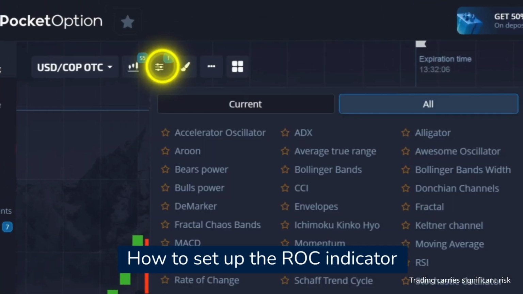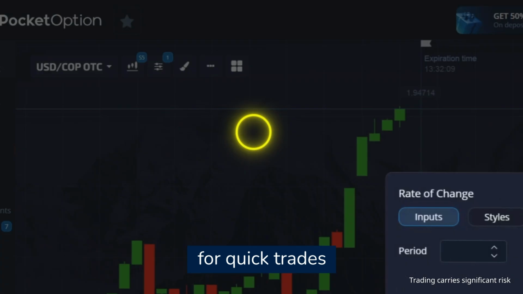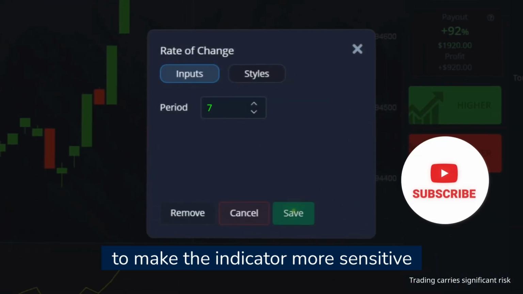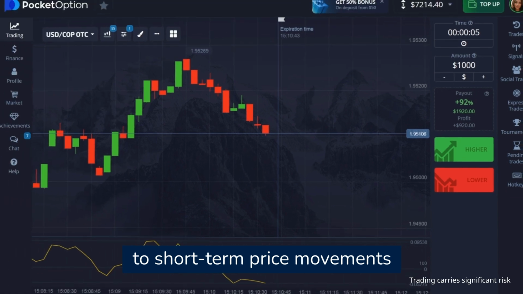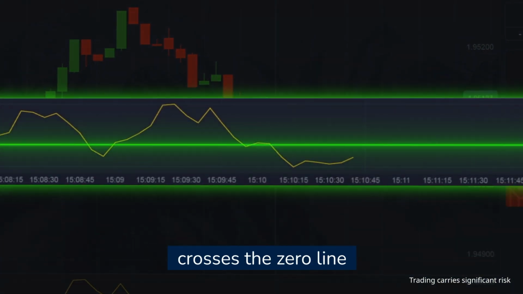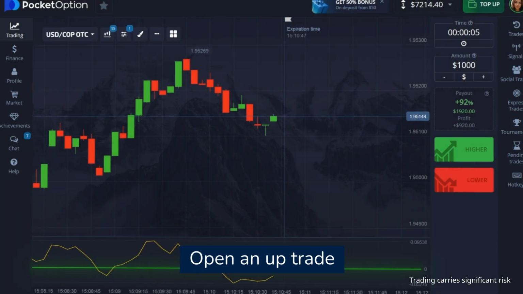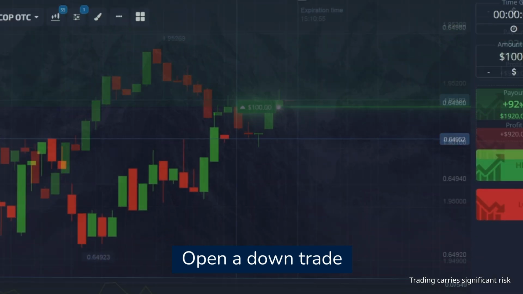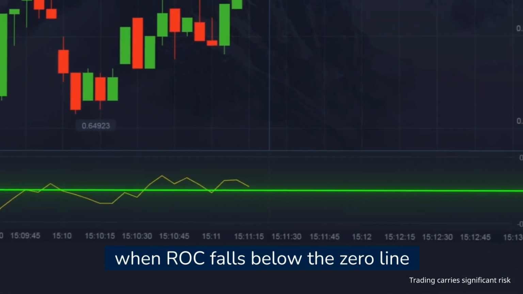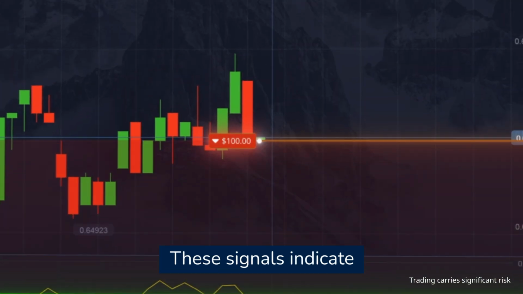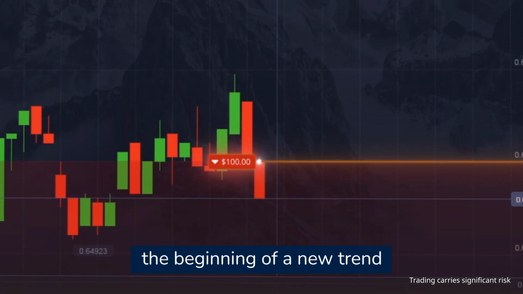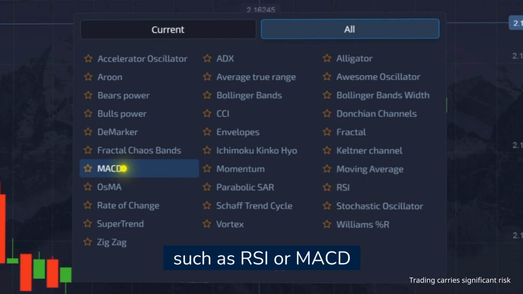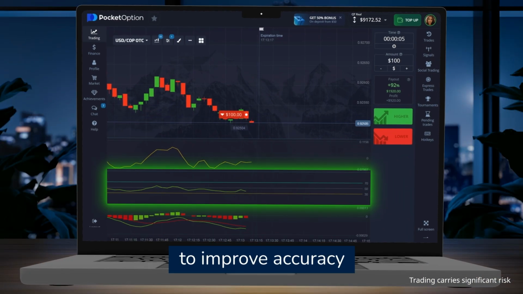How to set up the ROC indicator for quick trades. Set the period to 7 to make the indicator more sensitive to short-term price movements. Watch how the ROC line crosses the zero line. Open an up trade when ROC rises above the zero line. Open a down trade when ROC falls below the zero line. These signals indicate the beginning of a new trend. Combine ROC signals with other indicators such as RSI or MACD to improve accuracy.